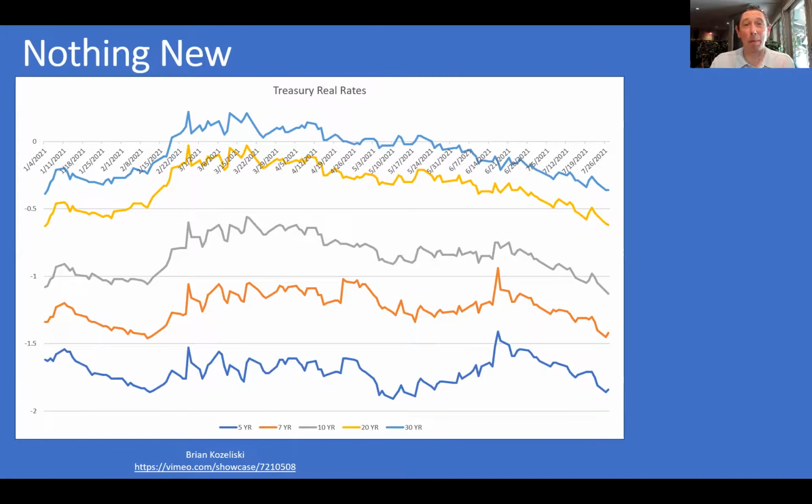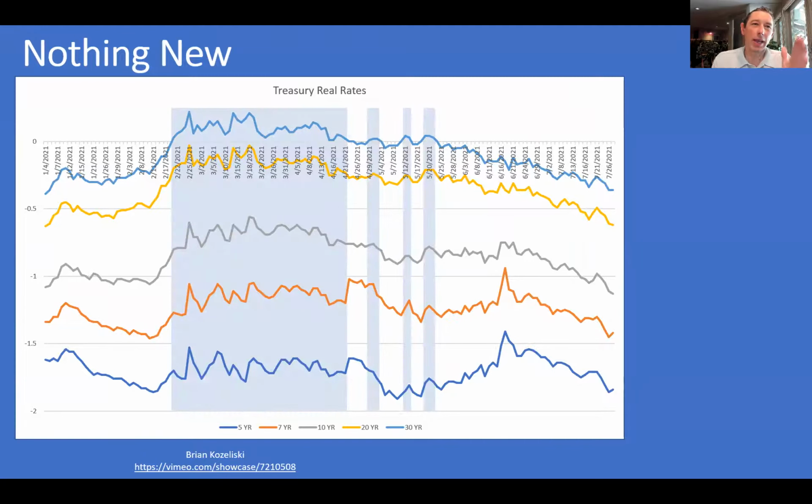In fact, the only time you see a positive number on this chart would be in these dates where these blue bars come up here, and that's only the 30 year. So everything but the 30 year has been entirely negative in real terms this entire year. We see some periods here where the 30 gets slightly positive in terms of real rates.